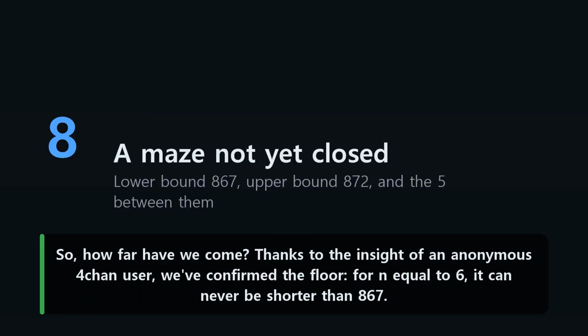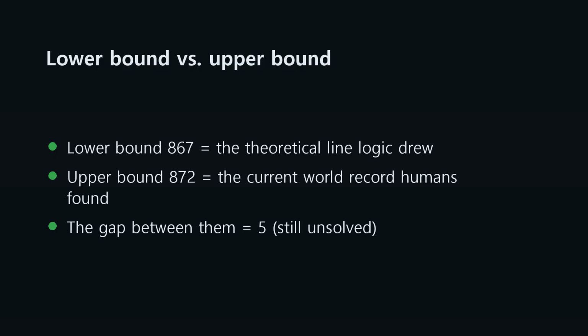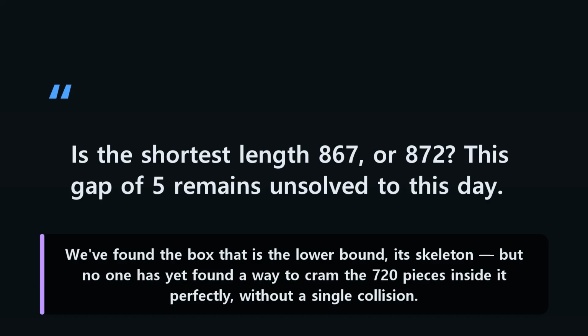So how far have we come? Thanks to the insight of an anonymous 4chan user, we've confirmed the floor. For n equal to 6, it can never be shorter than 867. But the shortest string humanity has actually built so far is 872. The lower bound is a theoretical line drawn by logic, and the upper bound is the current world's shortest record people have found through legwork. We've found the box that is the lower bound, its skeleton, but no one has yet found a way to cram the 720 pieces inside it perfectly, without a single collision.